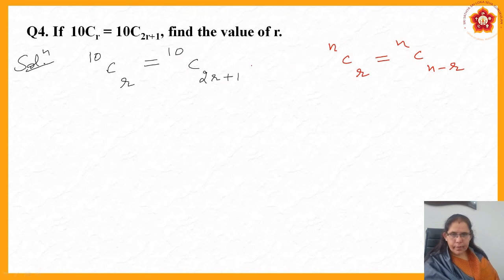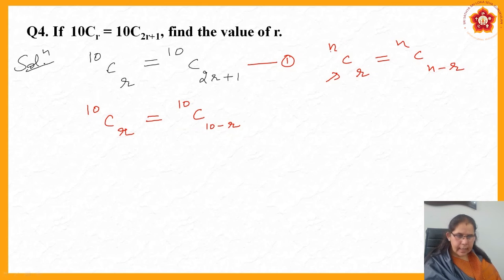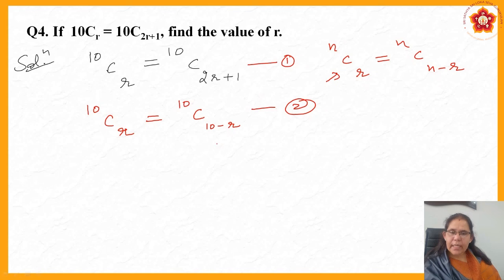Now we have 10CR is equal to 10C2R plus 1. This is our equation 1. Now we know NCR is equal to NC n minus R. So what can 10CR be written as? Use this one, 10CR. So it will be 10C n minus R. What is n? N is 10, so n minus R is 10 minus R. So using NCR is equal to NC n minus R, we can write 10CR is equal to 10C 10 minus R. This is your equation 2.